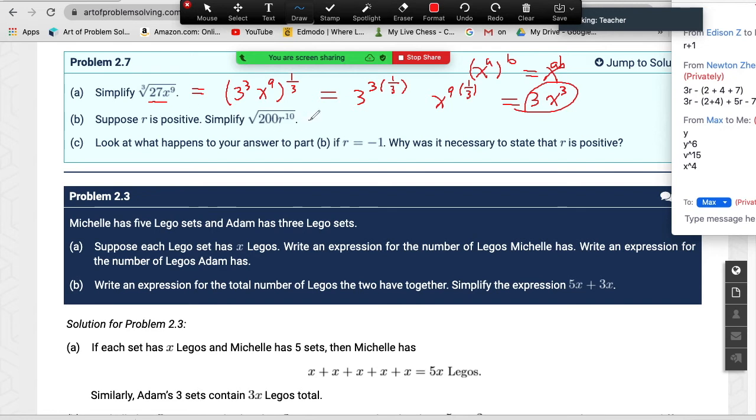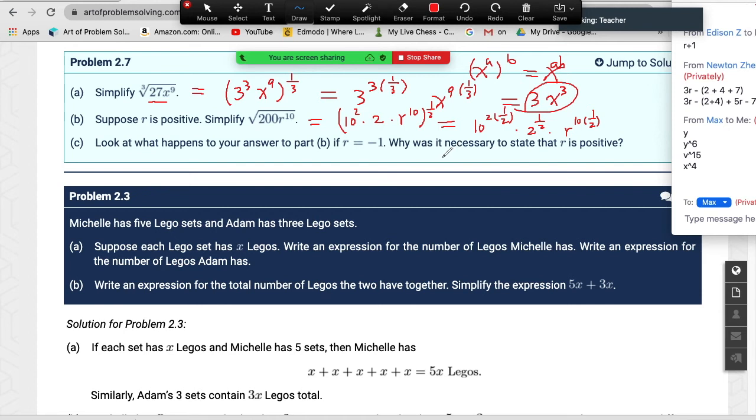For B, first you can write 200 as 10 power 2, then times 2, then times r power 10. Then the square root is actually power 1/2. Then you distribute this power, and you get 10 power 2, then power 1/2, then times 2 power 1/2, then times r power 10, power 1/2.